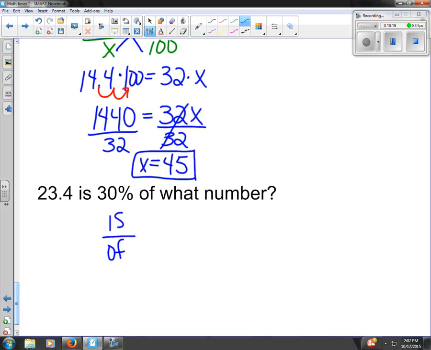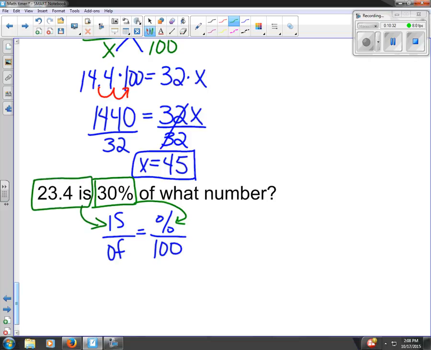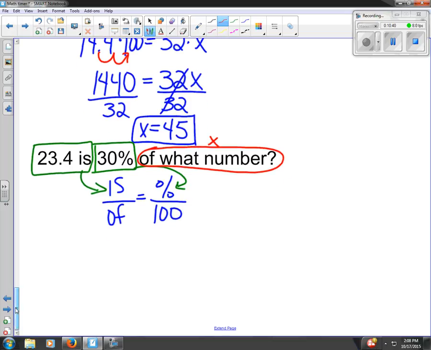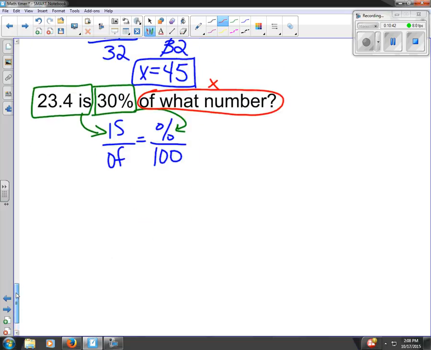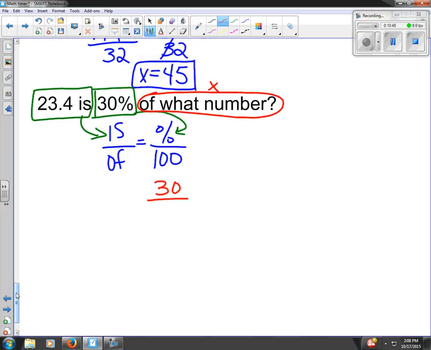Is over of equals percent over 100. Okay? Again, let's box it. The 30% gets boxed. That goes right here. 23.4 is, goes in this spot. And we're looking for of what number? It's my x. Okay, so let's plug it in. 30 goes in the percent spot. 23.4 goes in the is spot. All over x. Remember, you need an x somewhere.